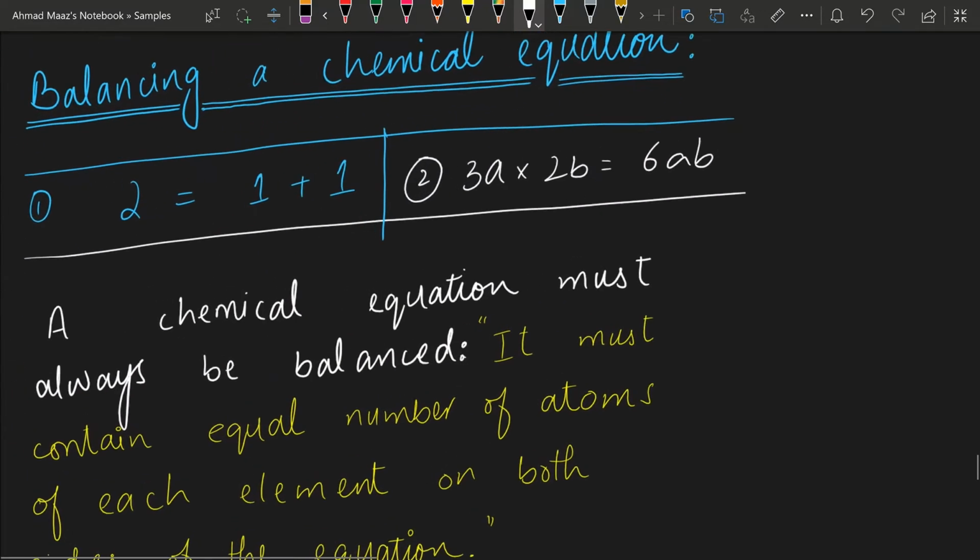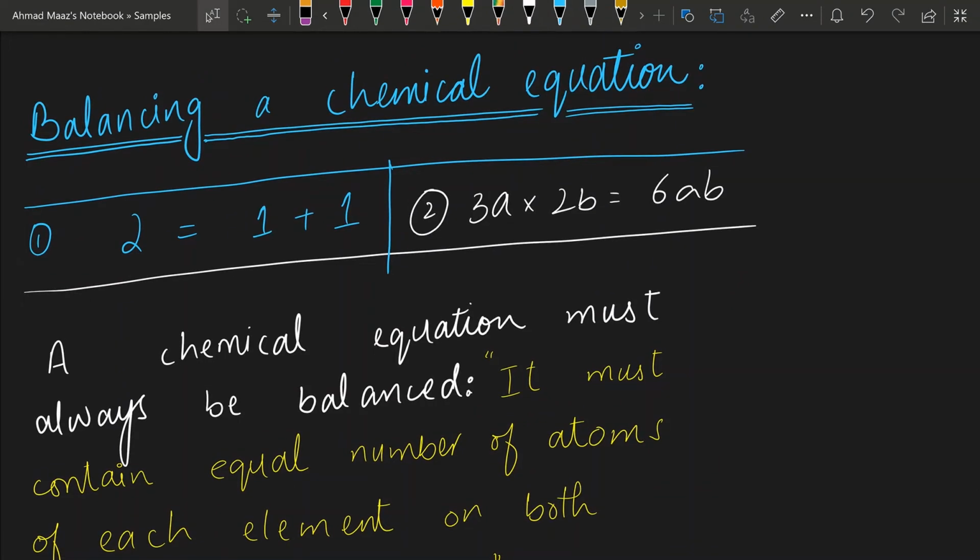So here are a few steps. Before I go on, you must realize that balancing is the same as we do in maths. We write an equation in mathematics, a mathematical equation. For example, 2 is equal to 1 plus 1. So both the right hand side and left hand side of this equation are equal. So this equation is a balanced equation. This is a balanced mathematical equation because the right hand side is equal to the left hand side.